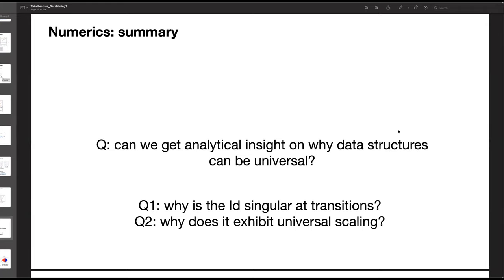However, we were not able to determine whether ID can also be connected to other critical exponents, like z, for instance. This we do not know. And from the analytic explanation, I will also tell you why we can probably get only nu.